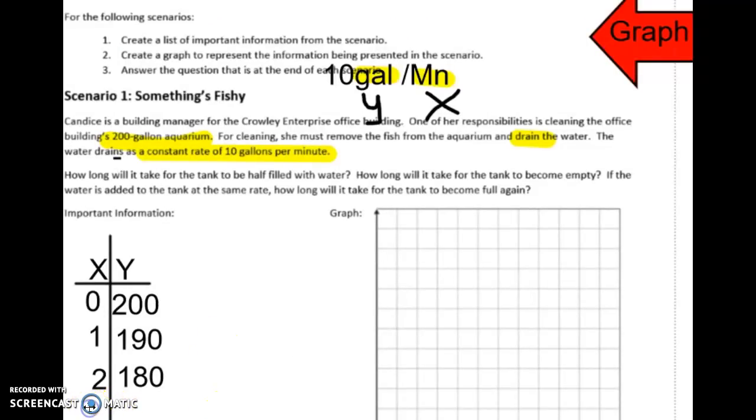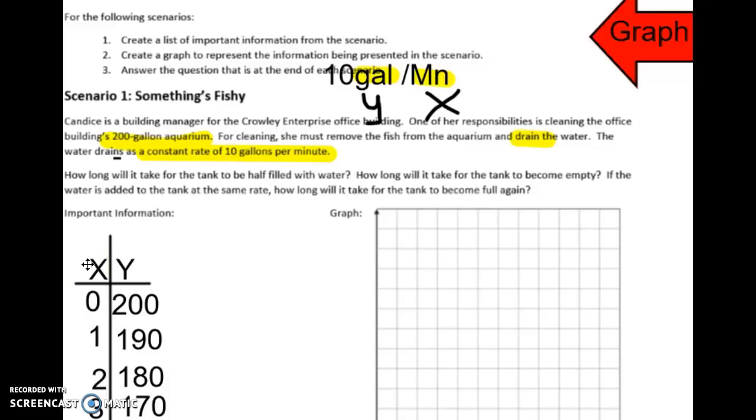After 3 minutes, Candace has 170 gallons in the aquarium. Okay, sorry about my technology here. So what I need to do right now is set up my graph for these 4 ordered pairs, and typically the rule of thumb is you want to get 3 or 4 ordered pairs on your graph.